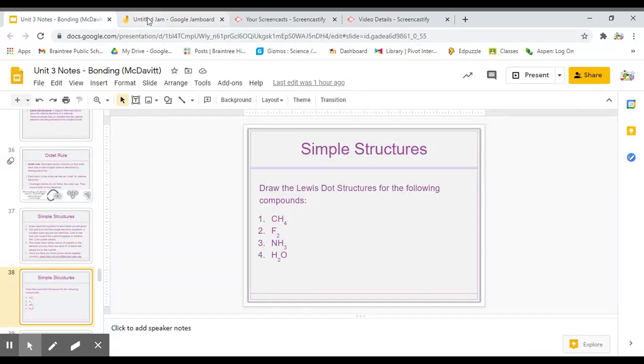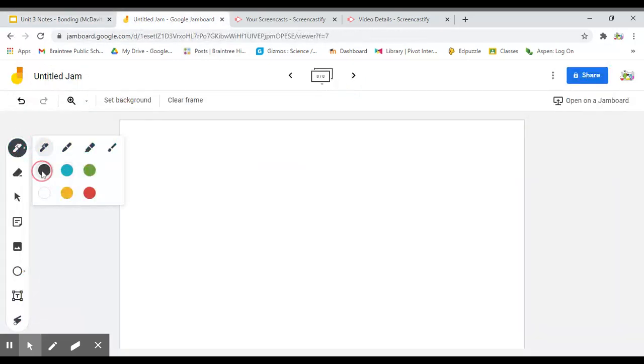So our next example is F2. All right. In this case, again, we want to draw out our individual symbols for each of these. I know it might be repetitive. You're like, well, fluorine's the same, why can't we just draw one of them?